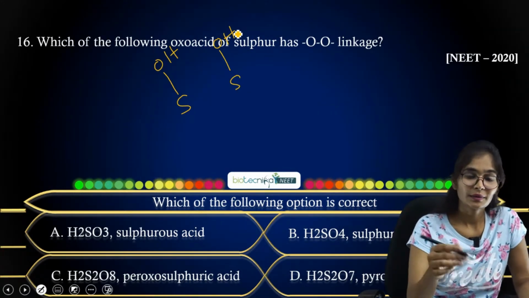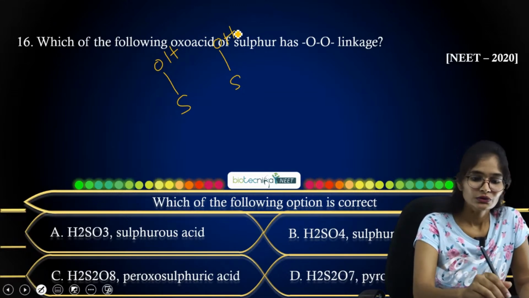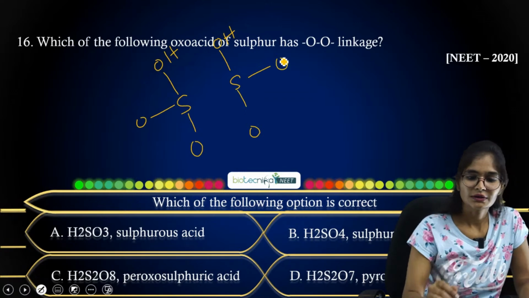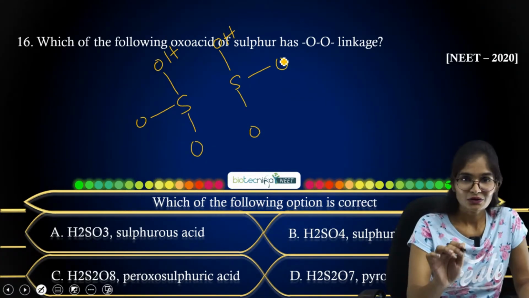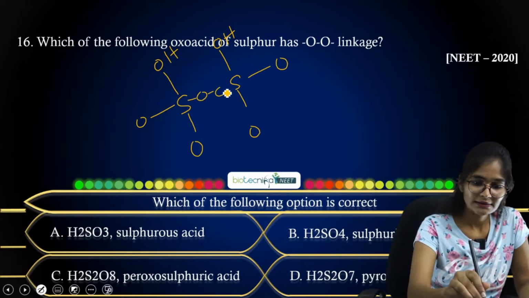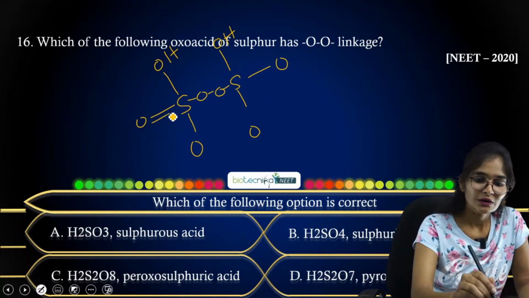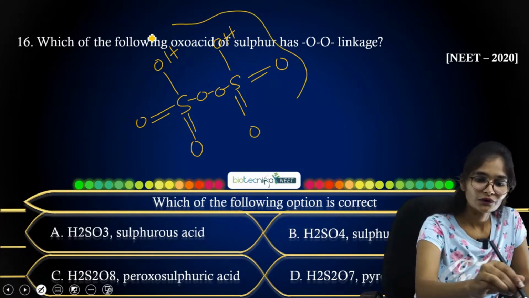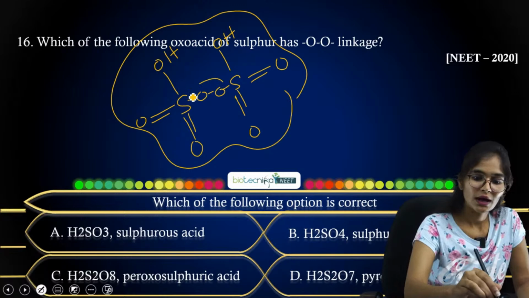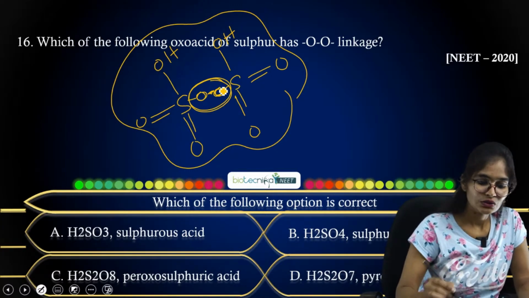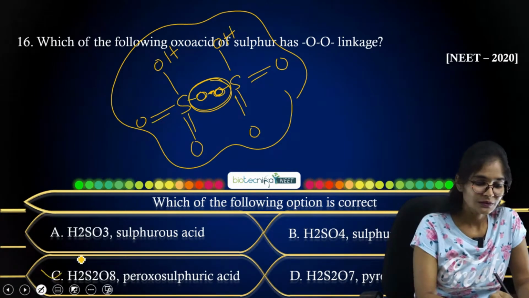Among the 8 oxygens I have shown two, so the remaining I will show like this: oxygen, oxygen, oxygen, right? So total 6 oxygen you have. Apart from that, two more are left, so I can show it like this, and now satisfy their valencies, right? So this is the structure you have got for H2S2O8. So you have your oxygen-oxygen linkage in case of H2S2O8. So option C is correct.